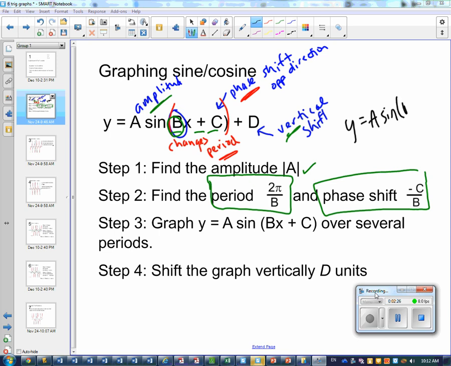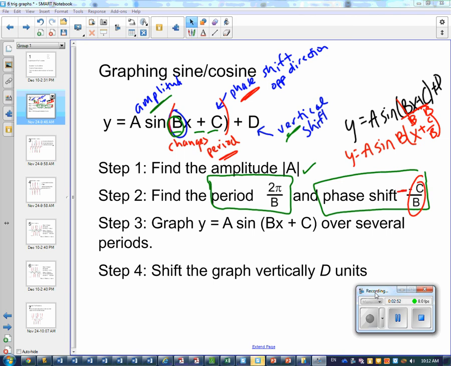I'm just rewriting that, and I'm actually going to factor out the b. And when I factor out a b, I'm dividing b from both terms. So I'm getting x plus c over b. So my phase shift is actually c over b, and remember, it's the opposite of what you expect. That's why that minus sign is there.